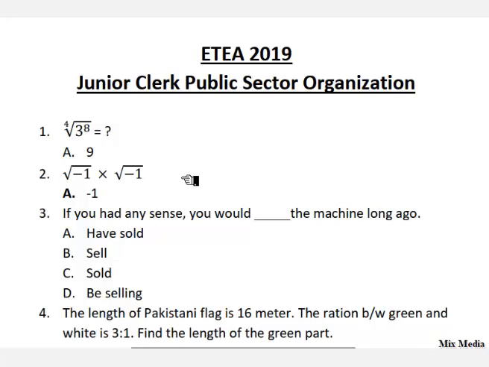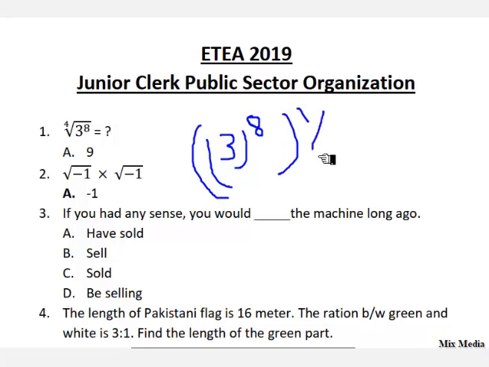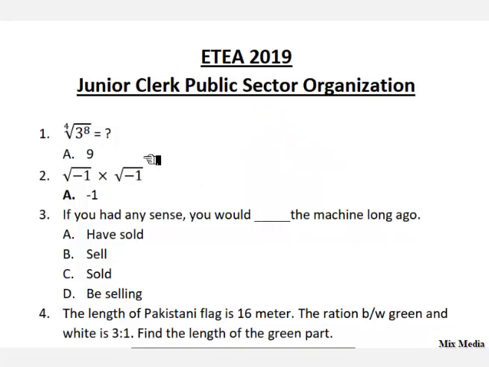Let's get started. Question 1. 3 to the power 8 under the radical 4. So the answer is 9, because 3 to the power 8 whole power, that is equal to 1 over 4. So 4 multiplied with this 2, 3 3 is 9.